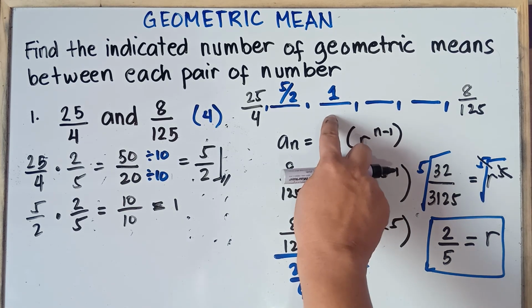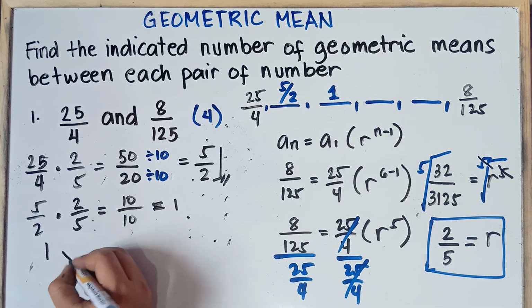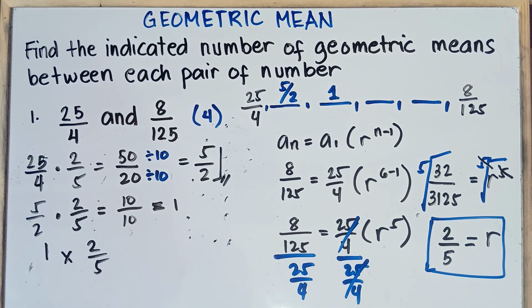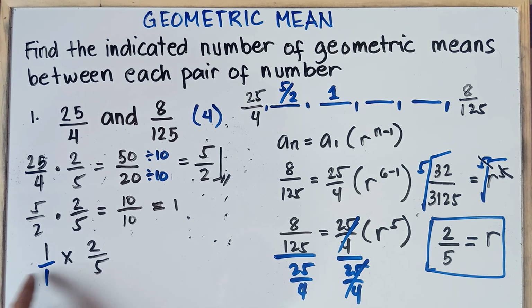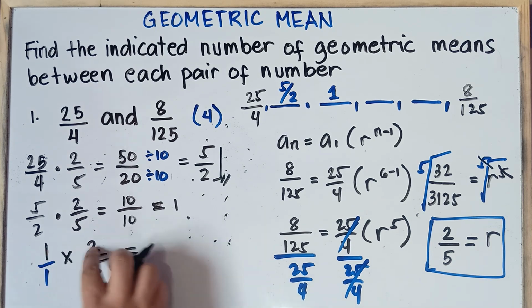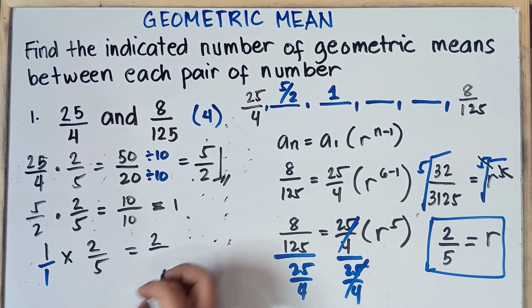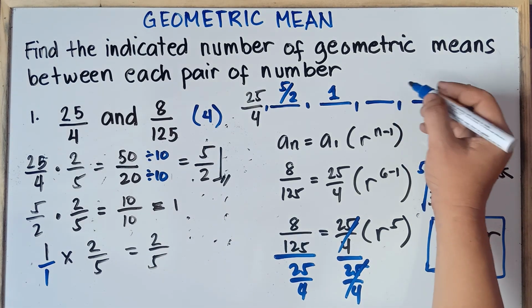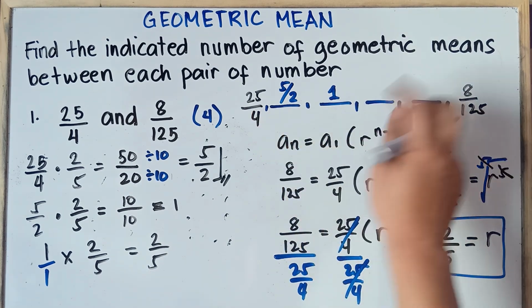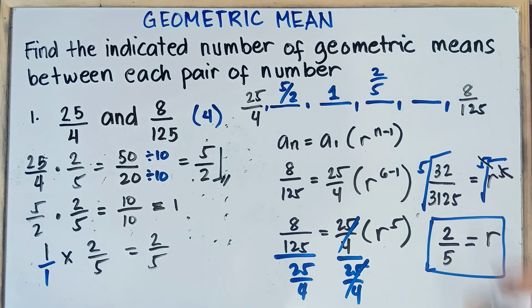Alright, let's find our fourth term. We multiply the third term by the common ratio. So 1 times 2 over 5. Once again, class, for any whole number, there is a denominator of 1. So 1 is the same as 1 over 1. Multiply the numerators: 1 times 2 is 2. 1 times 5 is 5. So the fourth term is 2 over 5.